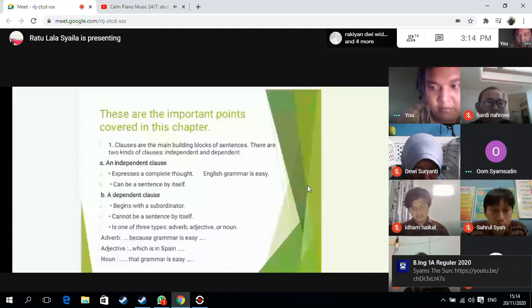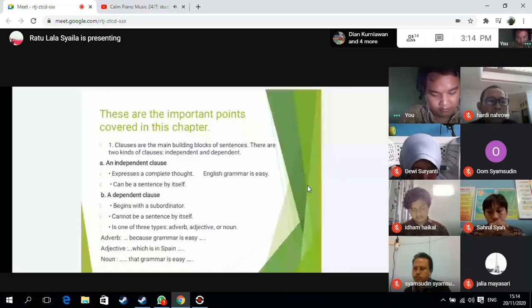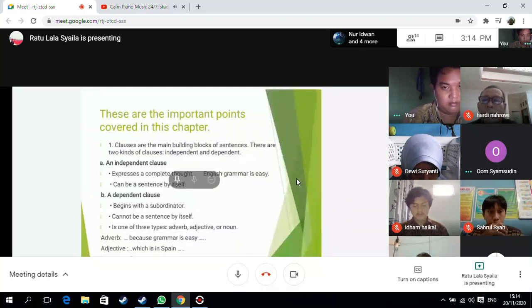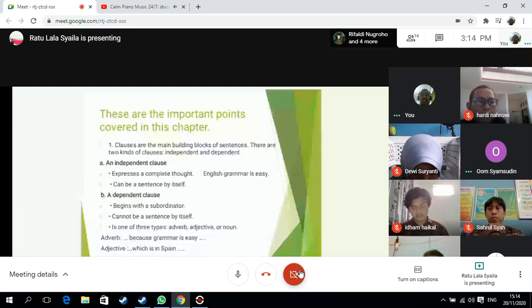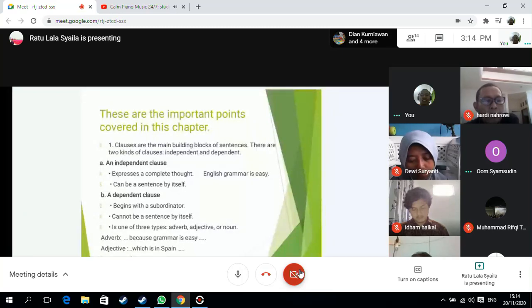Expresses a complete thought. Easy. This is a simple sentence. So it can be a sentence by itself. Yes, sometimes begins with a subordinator. So dependent clause cannot be a sentence by itself. So dependent clause is about three types: adverbial clause, adjective clause, or noun clause.